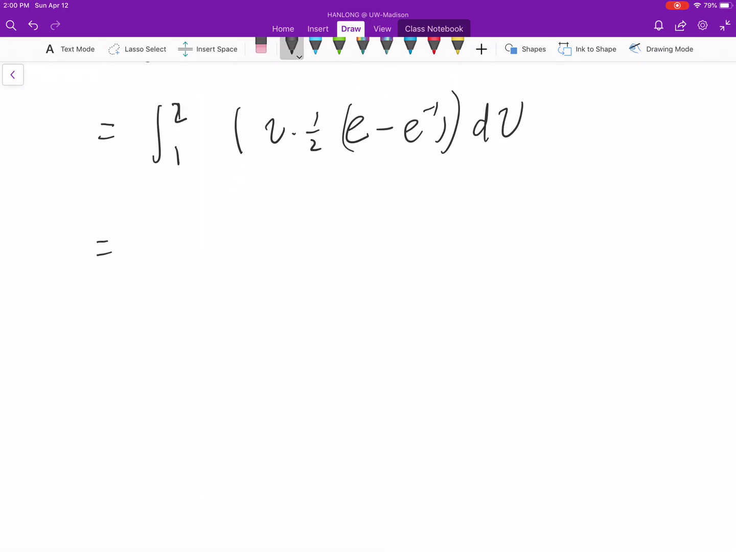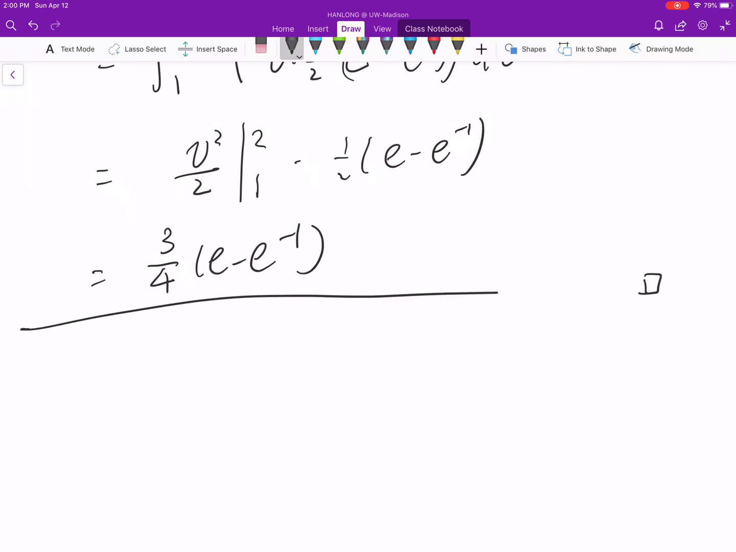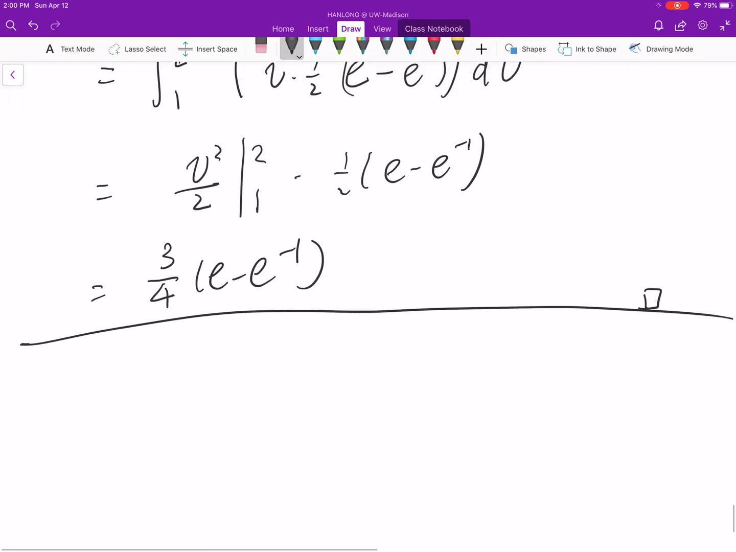Okay, so finally you have v squared over 2 from 1 to 2 times 1/2 (e minus e to the negative 1). So 3/4 (e minus e to the negative 1). The answer is straightforward. We don't use actual techniques. Okay, I will stop here for this lecture.